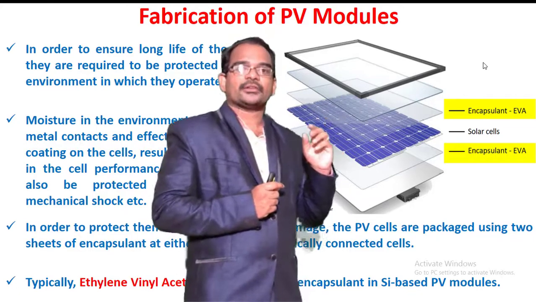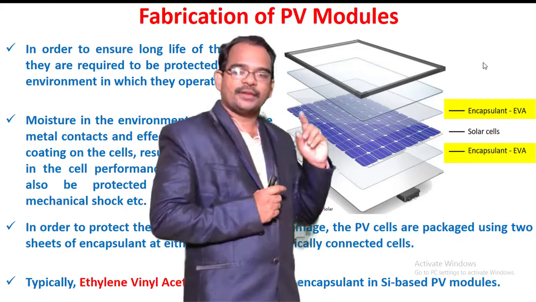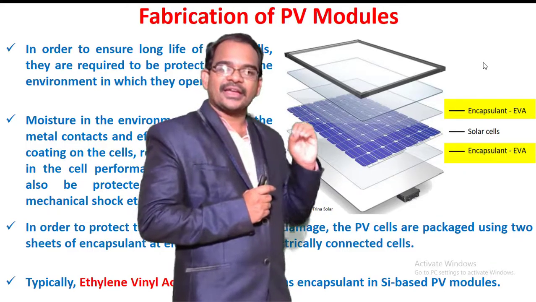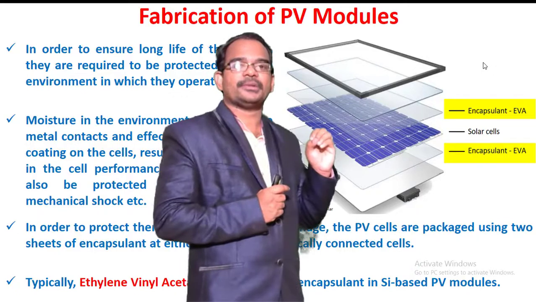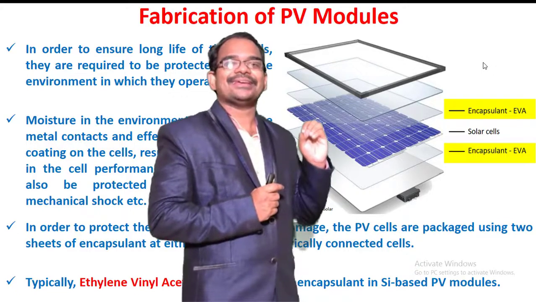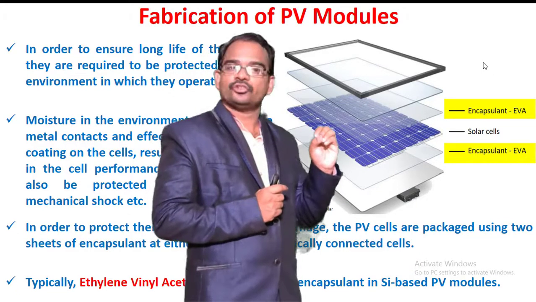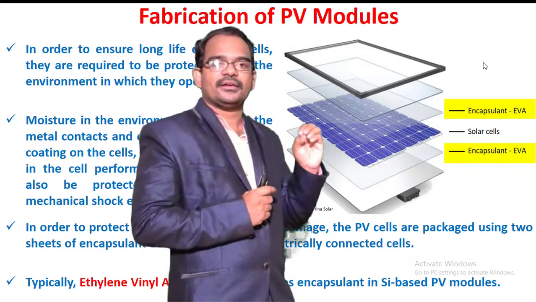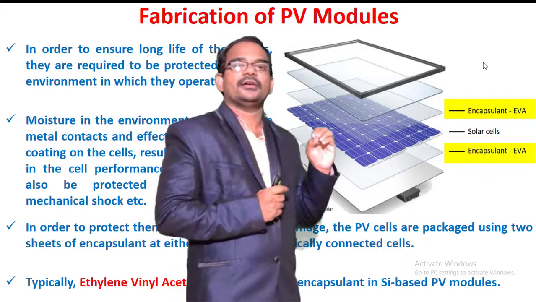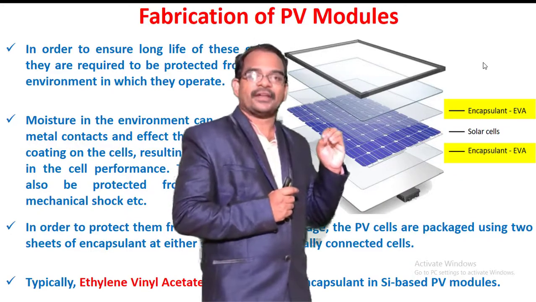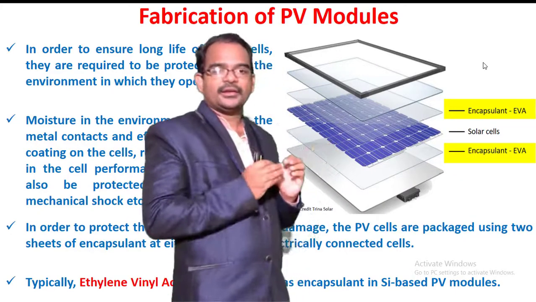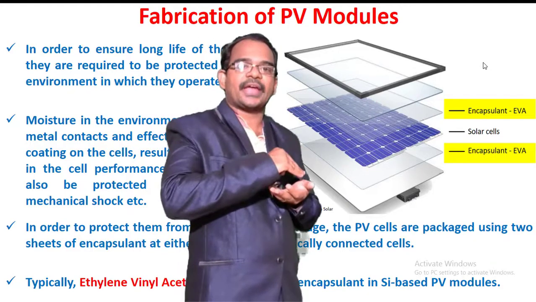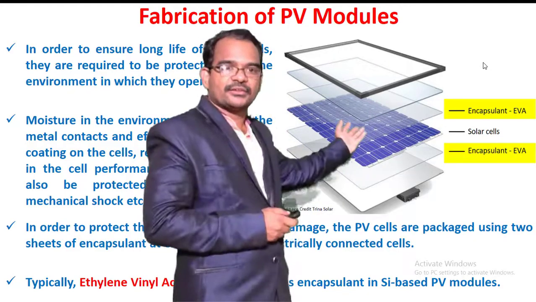That is, the solar panel should be sandwiched between two encapsulants, and the encapsulant which is used in solar PV module fabrication is ethyl vinyl acetate, in short EVA. This EVA is used as an encapsulant for silicon PV module manufacturing, and thereby you need to keep this solar panel in between the two encapsulant layers as seen in the figure.